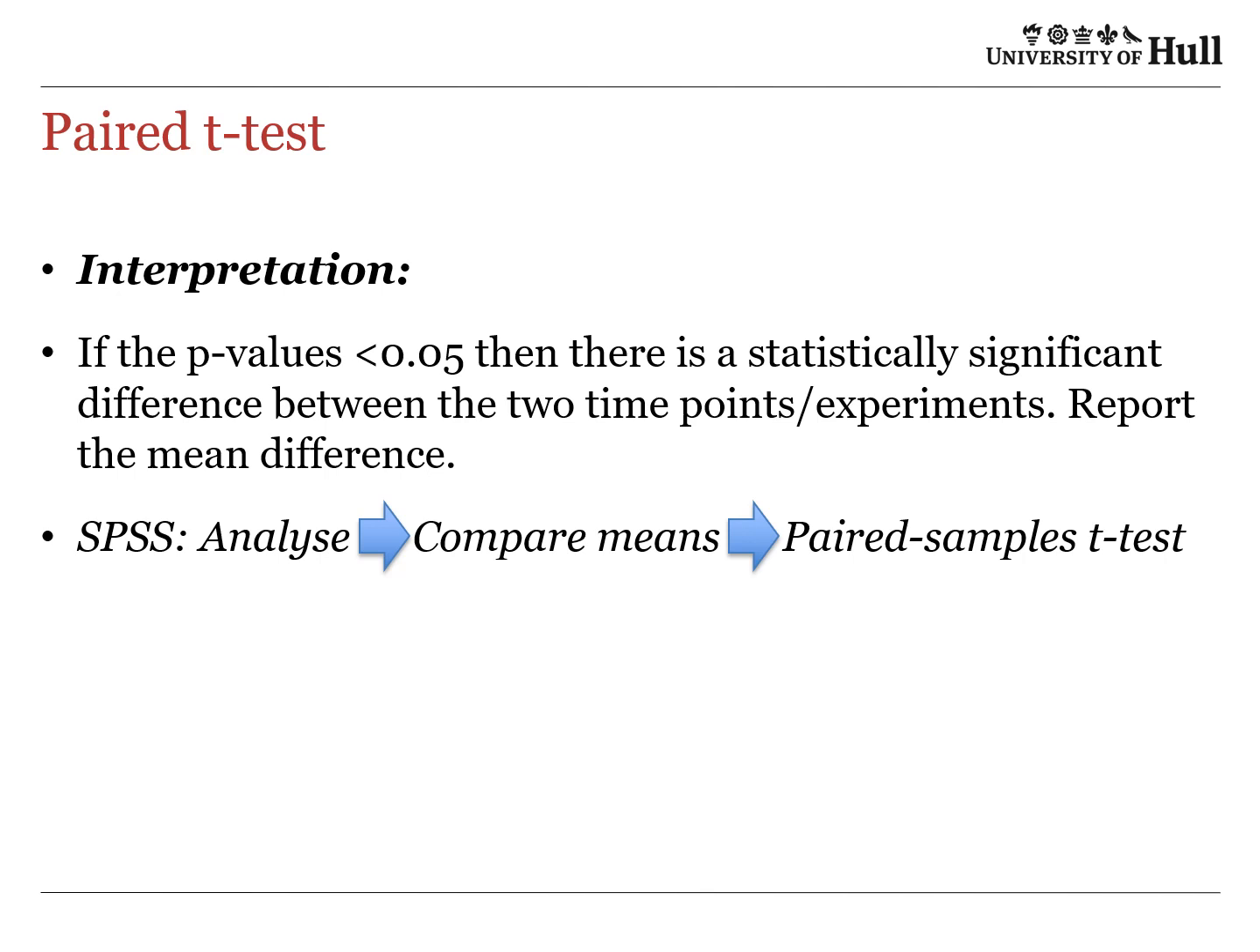And the interpretation is if the p-value is less than 0.05, there's a statistically significant difference between the two time points or the experiments, and report the mean difference. In SPSS, you go into Analyze, Compare Means, Paired Samples t-test, and follow the instructions for entering the data there.